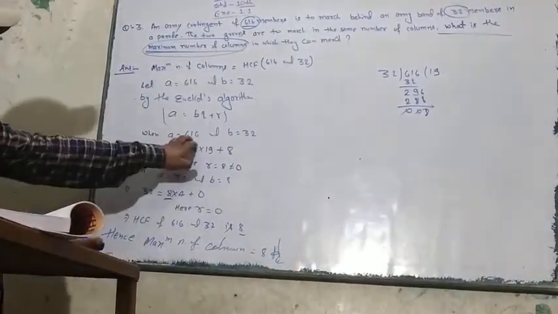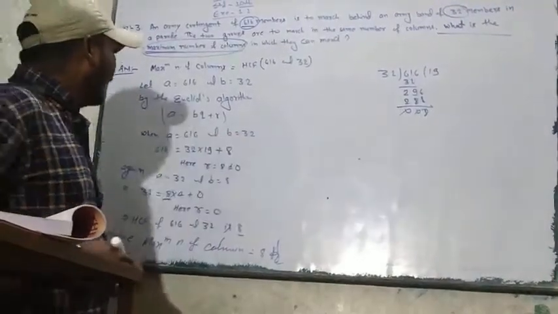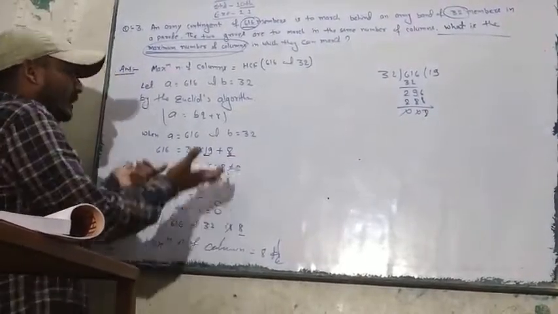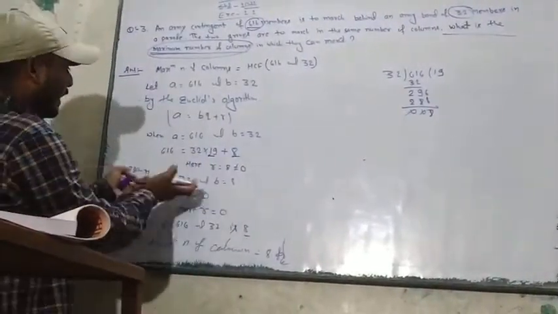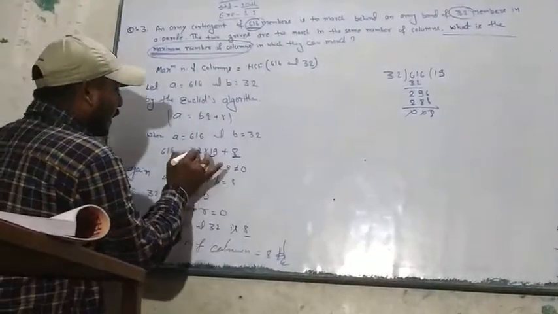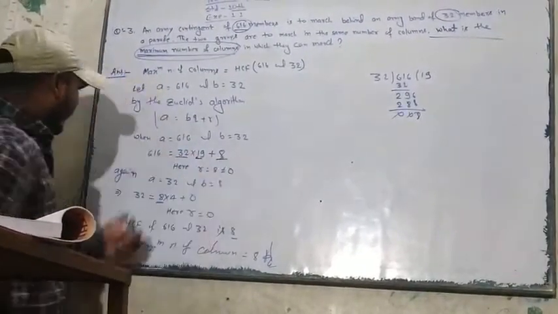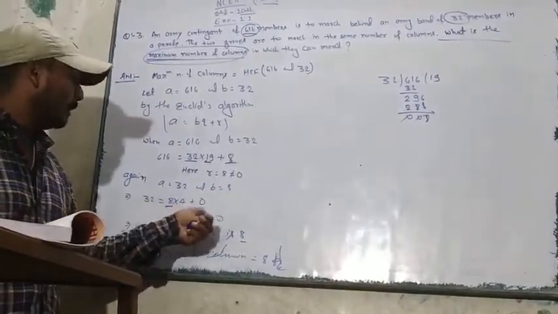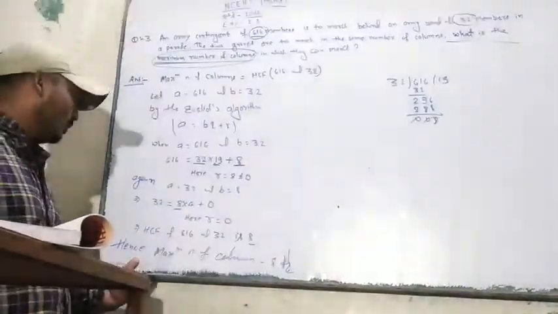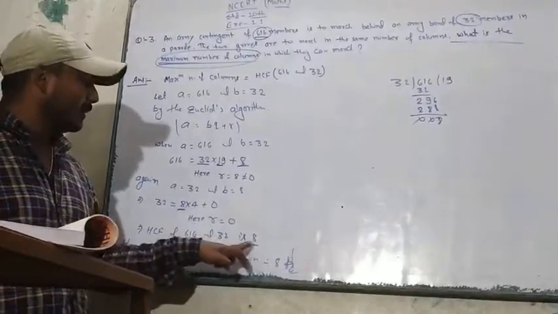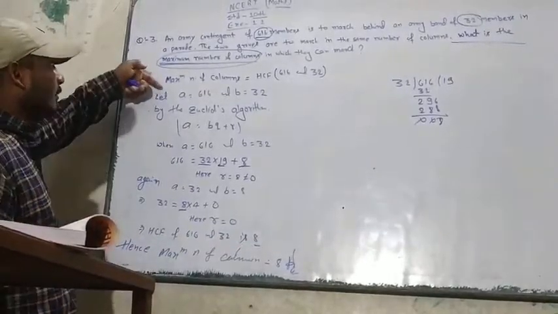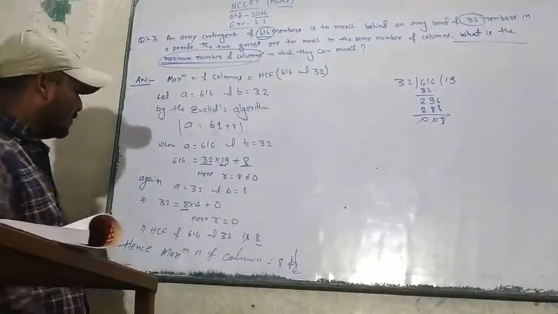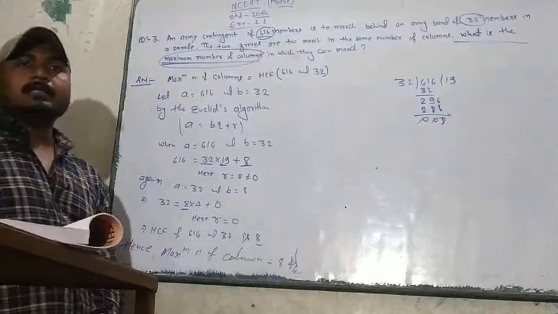When A is equal to 616 and B is equal to 32, then we get Q is equal to 19 and R is equal to 8. Since R is not equal to 0, the HCF is not yet found. In the next step, again A is equal to 32 and B is equal to 8. So 32 is equal to 8 into 4 plus R, where R is equal to 0. Then HCF of 616 and 32 is 8. Also we know the maximum number of columns is equal to HCF of 616 and 32. So we write, hence the maximum number of columns is equal to 8, which is the answer. Understood?